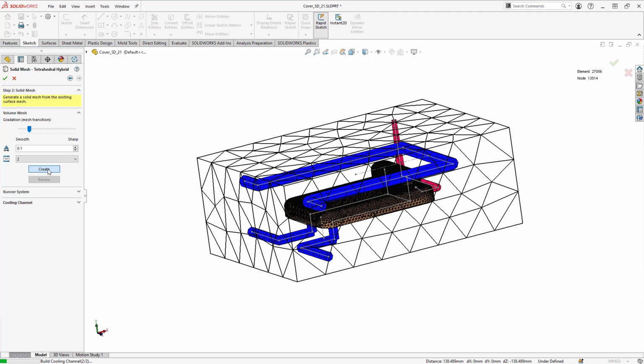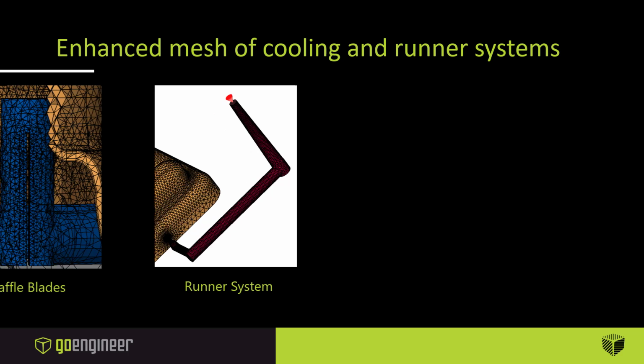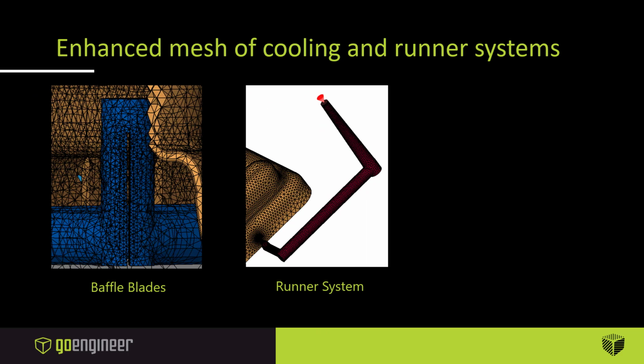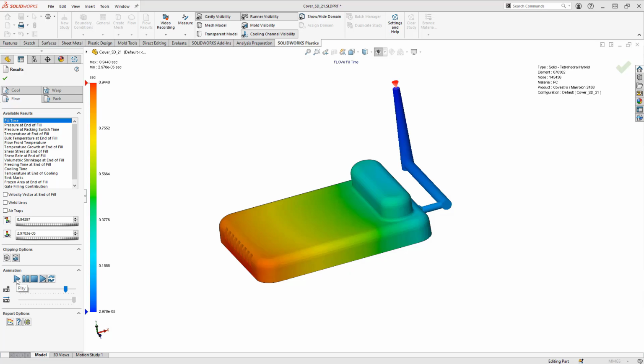Building the mesh takes a little while, so let's jump back over into my presentation and review the mesh results. So we see with the mesh enhancements for our runner system, the runners more accurately represent what we are seeing in the real world. With our baffle blades, we can see how it actually models a gap in where the blade would be, so we can see the flow of the material over the blade. And then for the bubble tubes, we can see it puts the center channel so the fluid flow would cascade up and around and down the channel. So let's look at a few more enhancements.